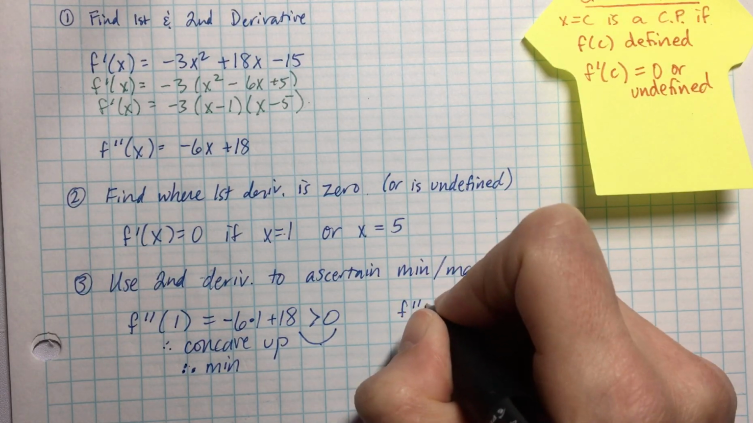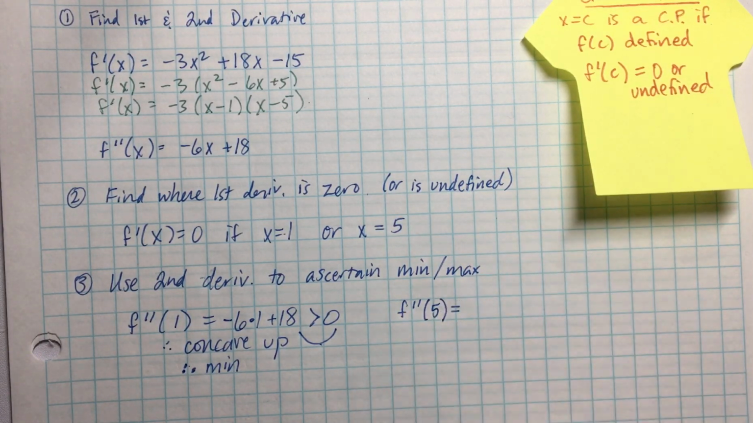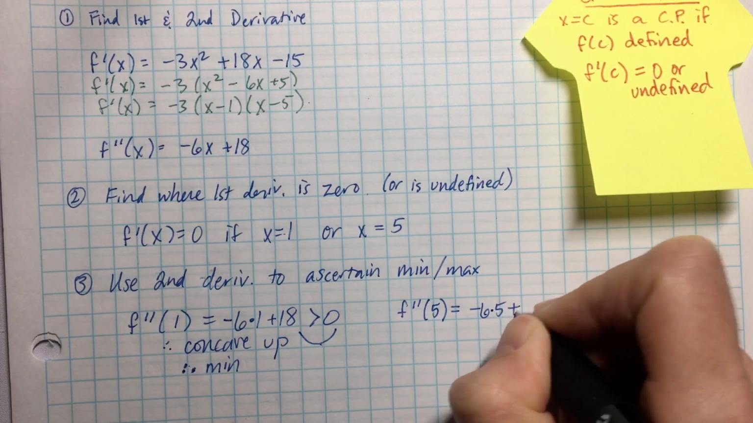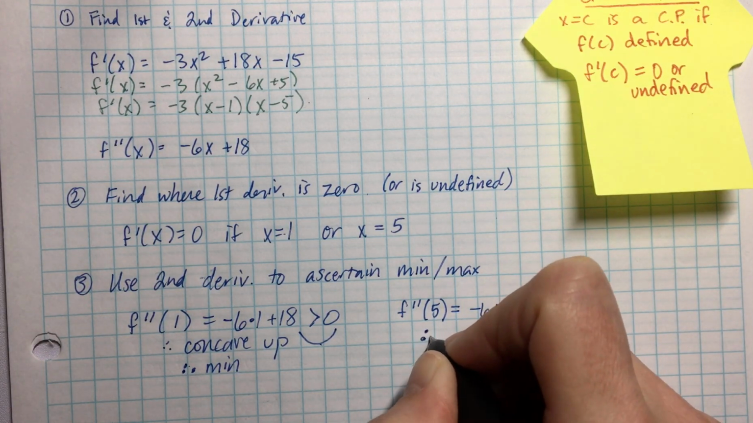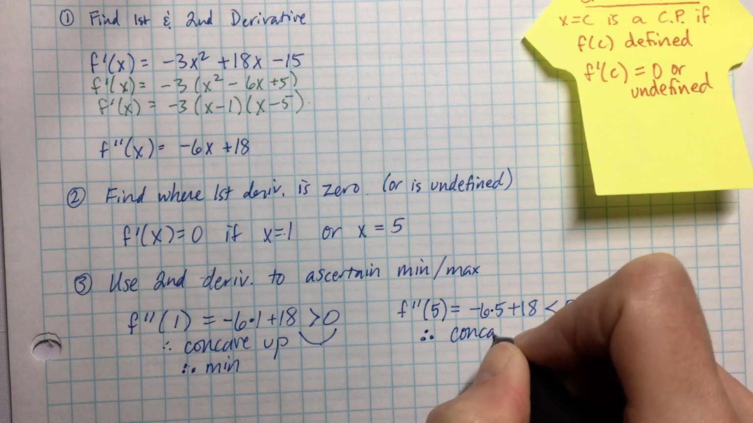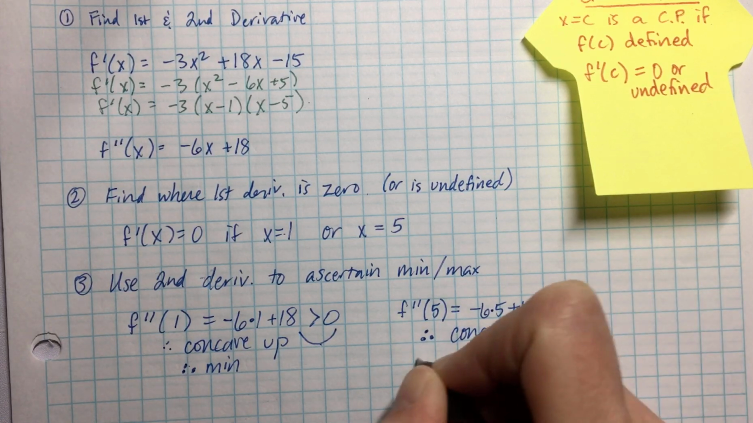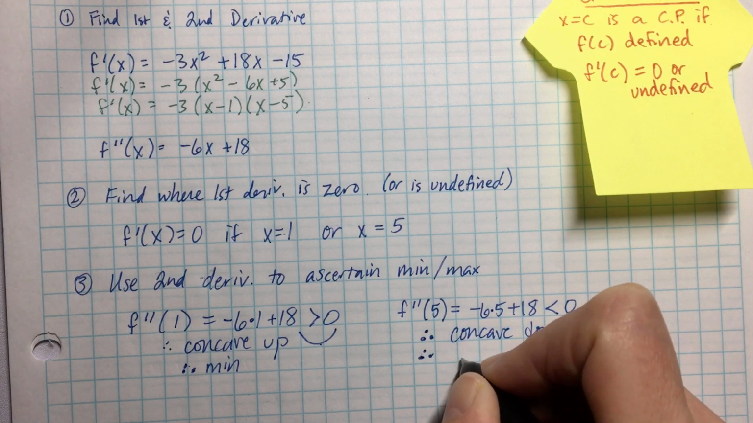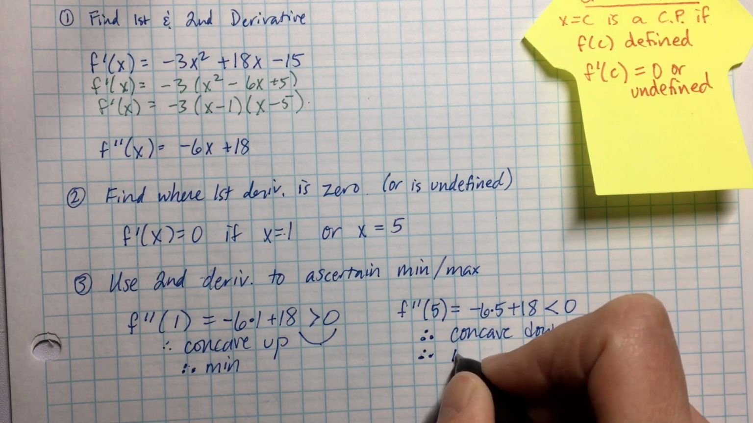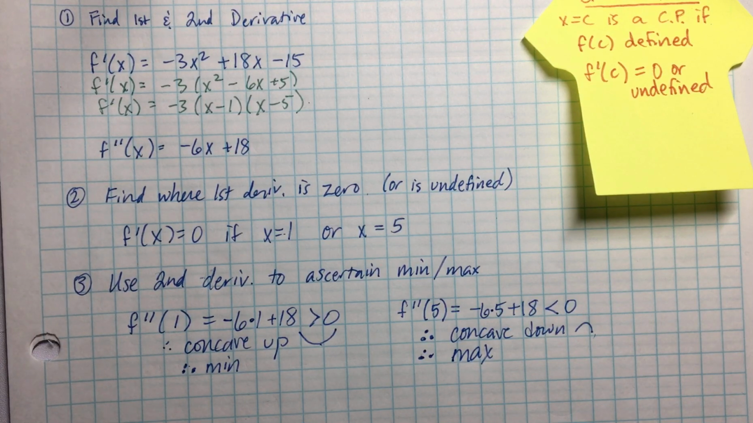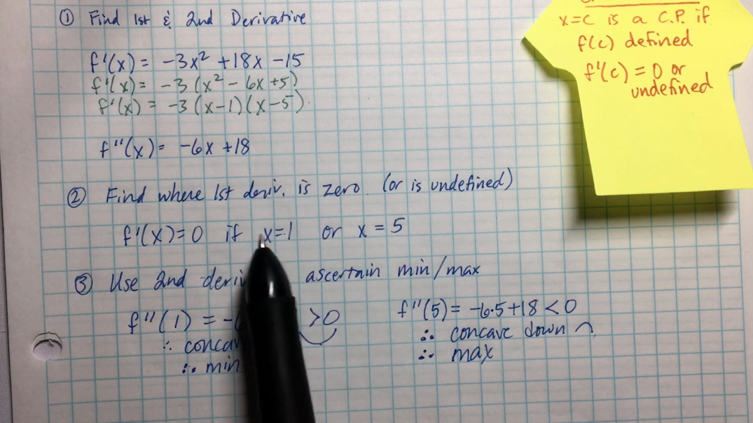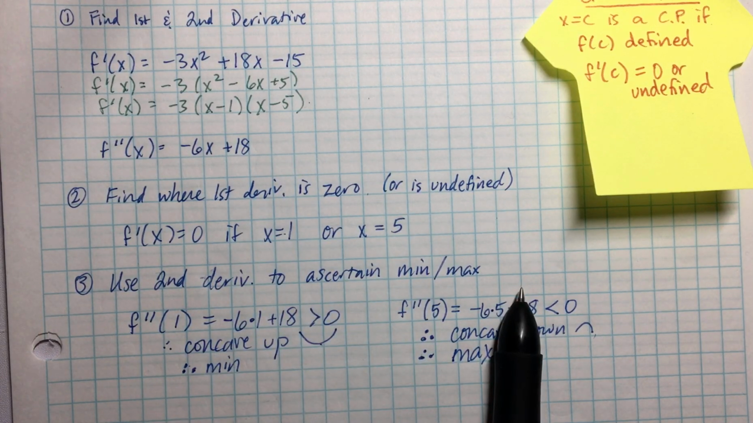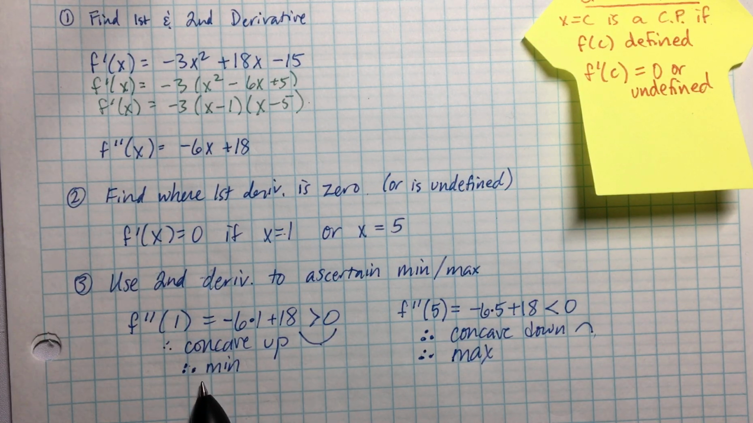Looking at the second derivative at 5, we have negative 6 times 5 plus 18, which is a negative, so less than 0. So therefore, it is concave down. Therefore, looking at that, we can go, yeah, that looks like a maximum. So here are the critical points of f of x: x equals 1 and x equals 5. We used our second derivative to figure out that at x equals 1 we have a minimum and at x equals 5 we have a maximum.